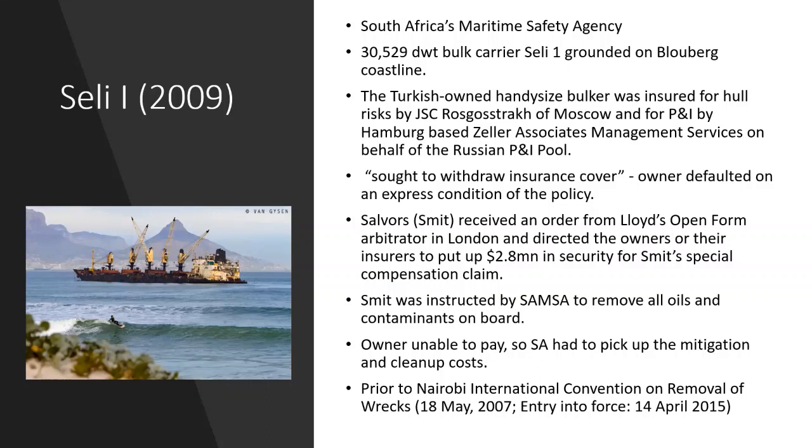The salvors had received an order from the Lloyd's Open Form arbitrator in London, which had directed the owners or their insurers to put up a 2.8 million claim in security for the salvors' special compensation claim. So the salvors got an arbitration award to proceed with some of the salvage work. But SAMSA, the South African Maritime Safety Agency, had also instructed the salvors to remove all oils and contaminants on board.